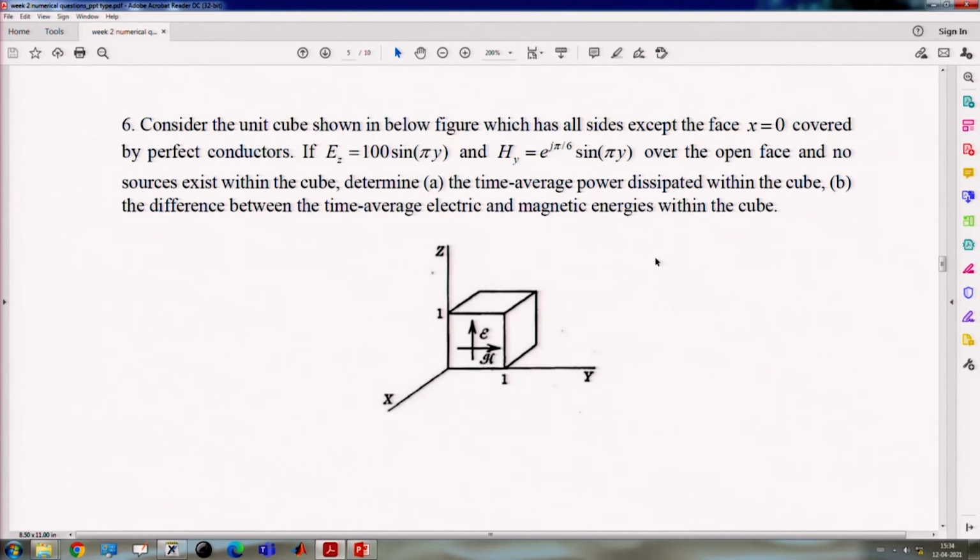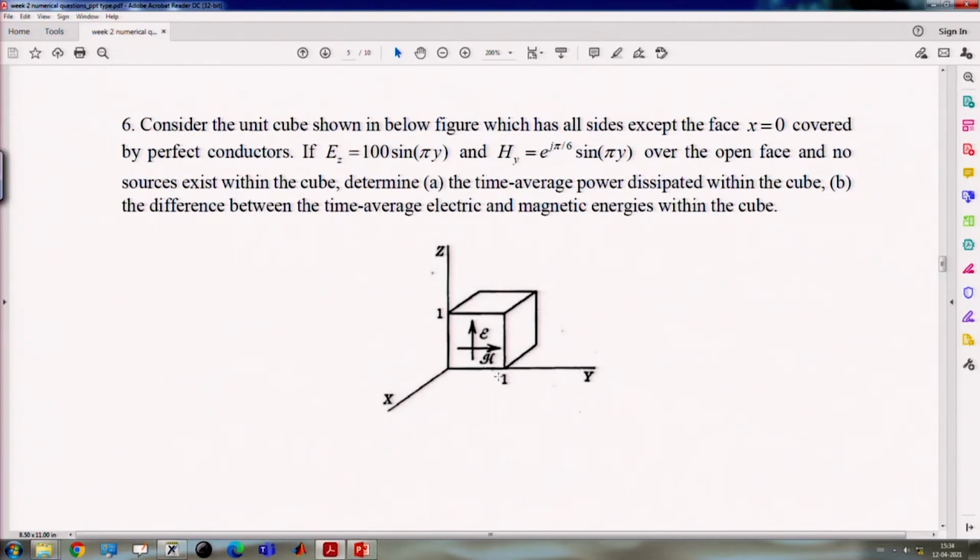Next we will do this. Consider the unit cube shown in the figure below, which has all sides except the face x equal to 0 covered by perfect conductor. So, this is the metal unit cube and all its faces are covered, but at x equal to 0 it is open.